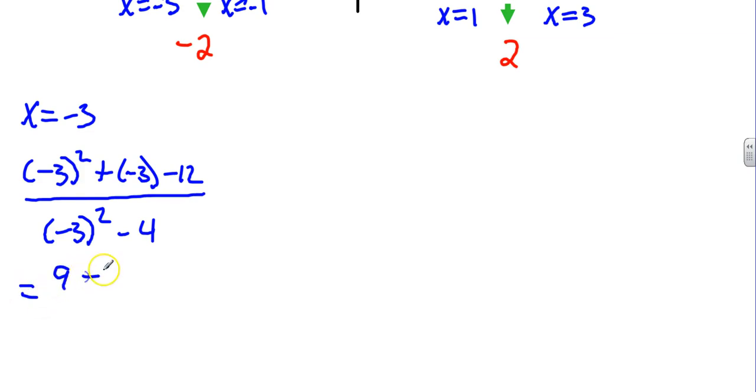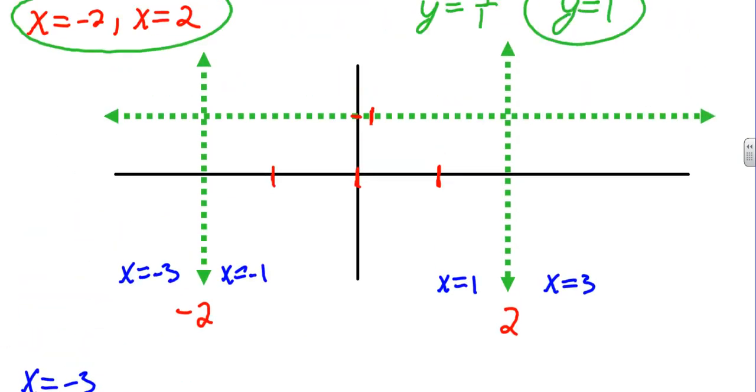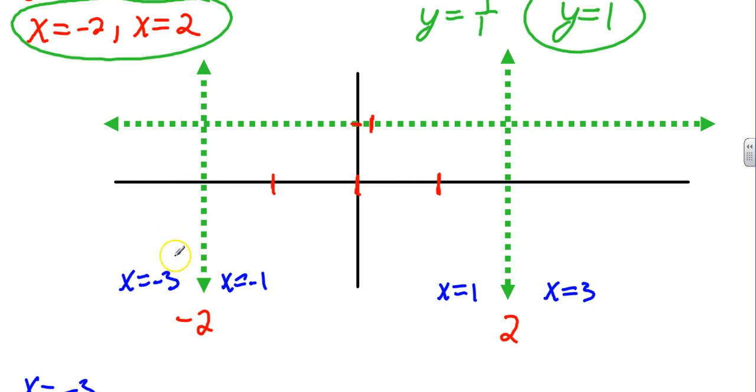Okay, so that is 9 minus 3 minus 12 over 9 minus 4. 9 minus 3 is 6. 6 minus 12 is -6 over 5, so that's -1.2. So -3, -1.2 would be down here somewhere, so that one's going to fall something like that. Definitely below that horizontal line.